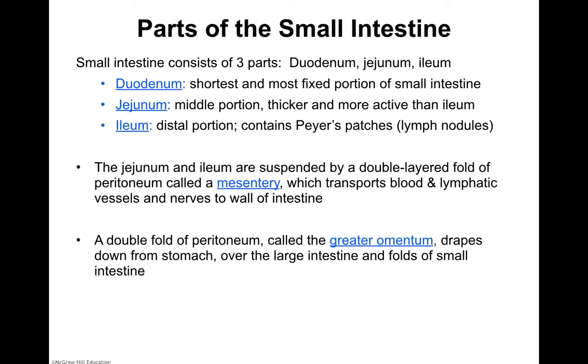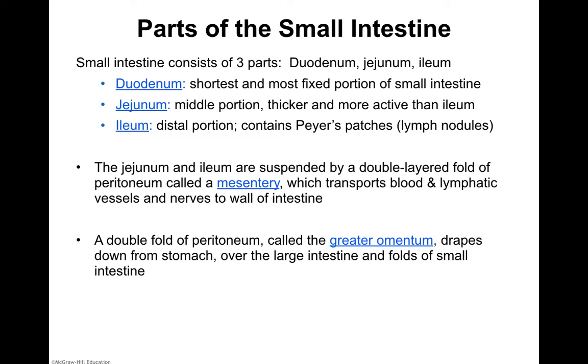The small intestine is divided into three sections: the duodenum, the jejunum, and the ileum. The duodenum is the shortest, most fixed portion. The middle portion, the jejunum, is thicker and more active than the ileum. That's where a lot of digestion and absorption occurs. The distal portion, the ileum, contains the Peyer's patches, which are part of the mucosa-associated lymphoid tissue.